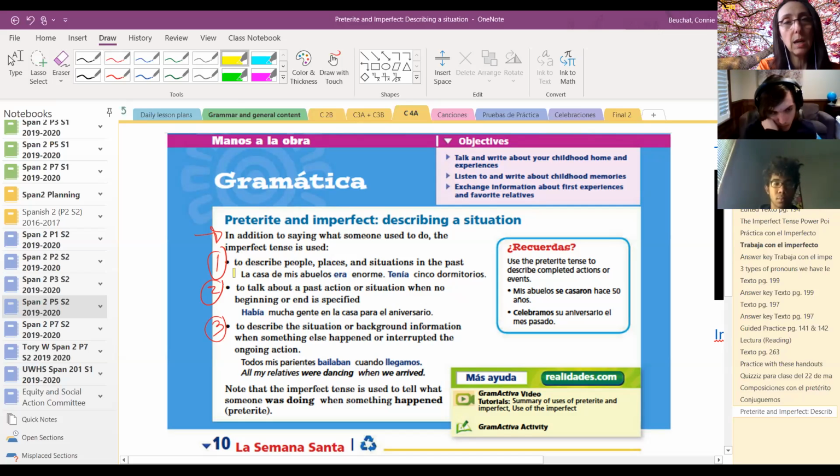Sam, can you read the example for number 1? La casa de mis abuelos era enorme. Tenía 5 dormitorios. So what are they doing in the sentence? Do you understand? Xander, can you translate the sentence?